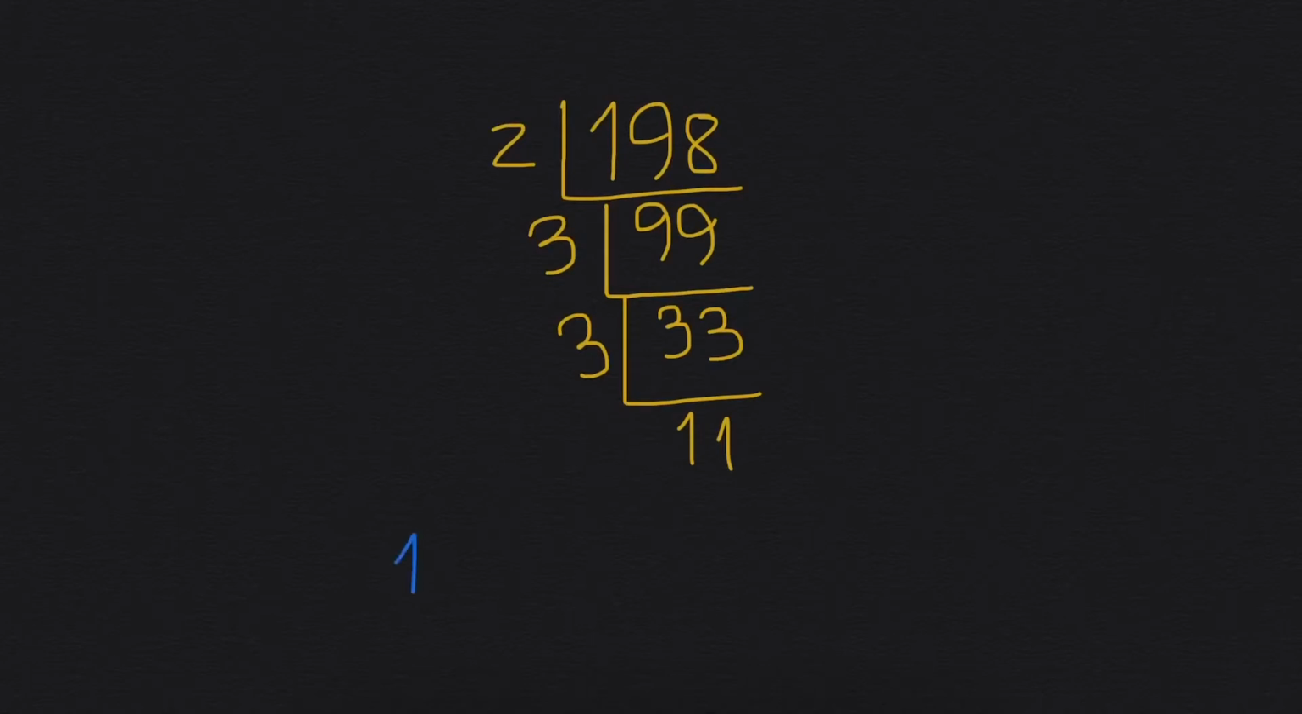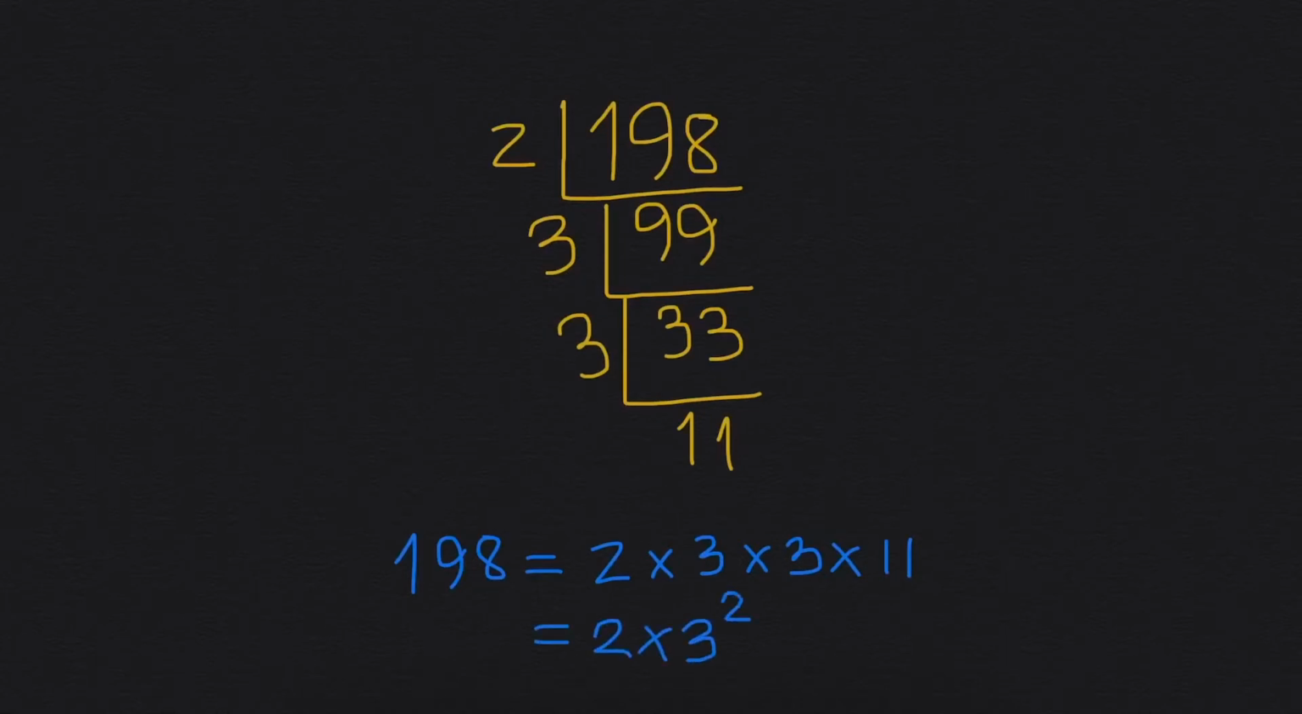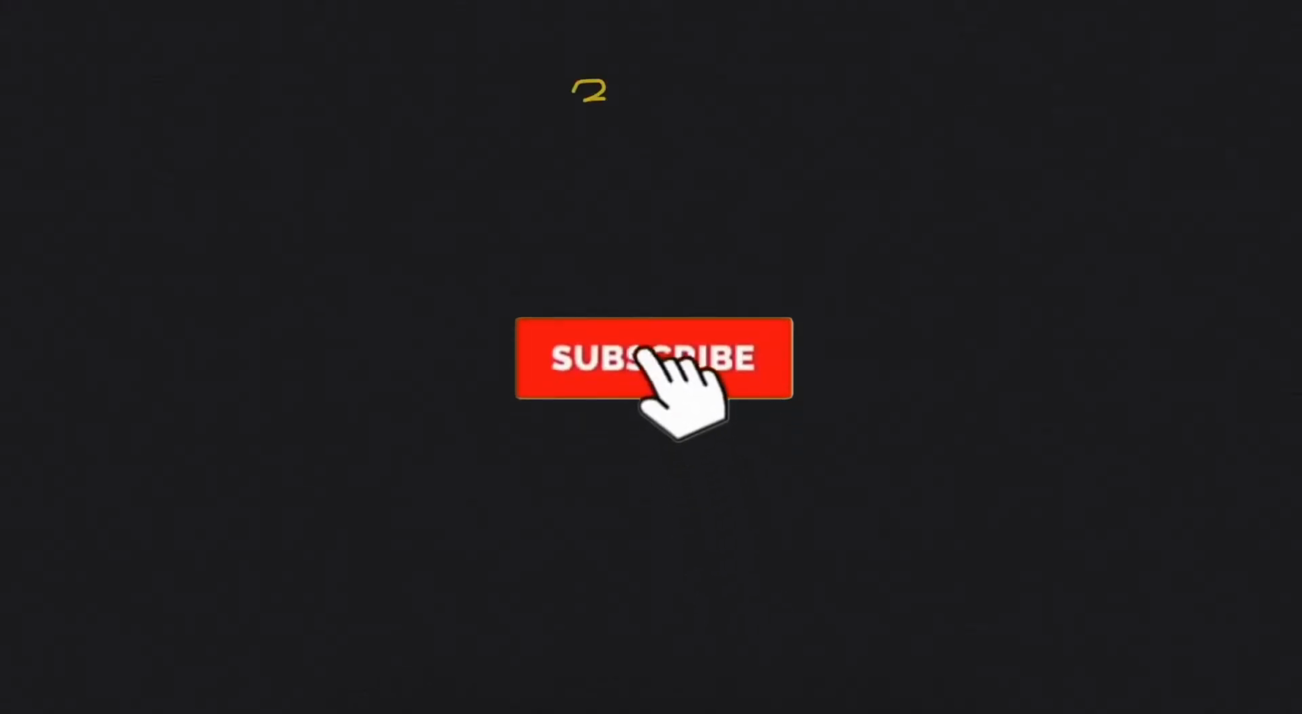So we can write 198 in terms of its factors as 2 into 3 into 3 into 11, or 2 into 3 square into 11. Okay. Let's take another bigger composite number.